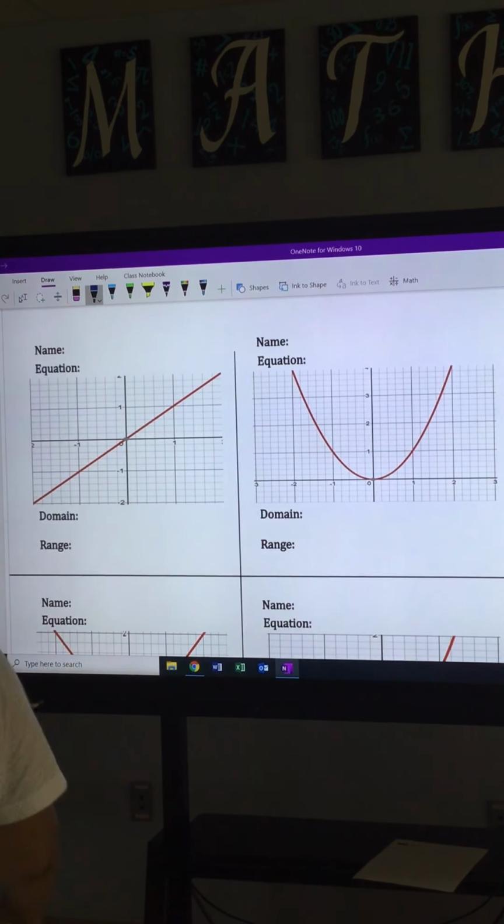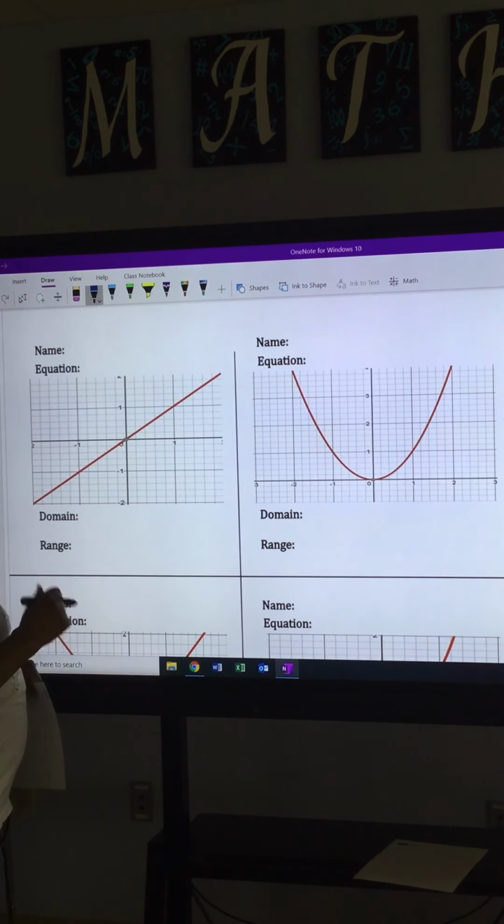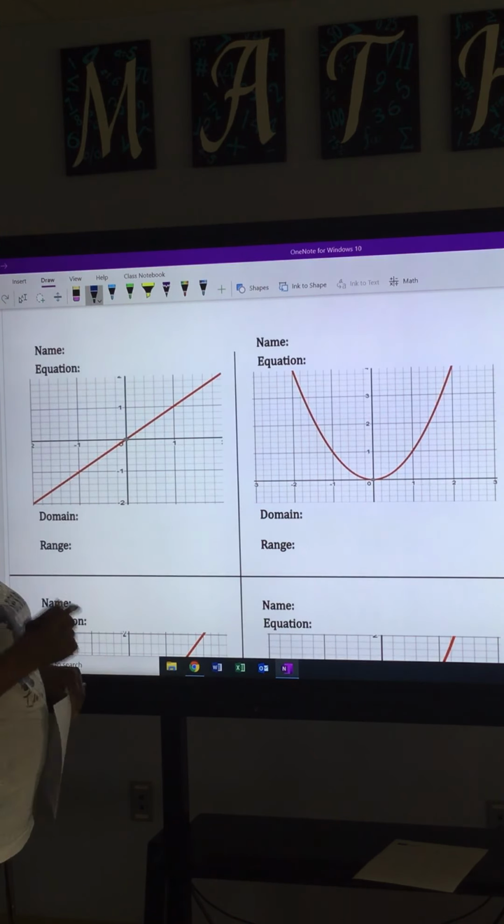Well, hello everybody. We're getting ready to start our notes on 1.2. We're going to be looking at parent functions, and we have 8 parent functions we're going to go through. The first, you probably recognize it, this is a linear function.